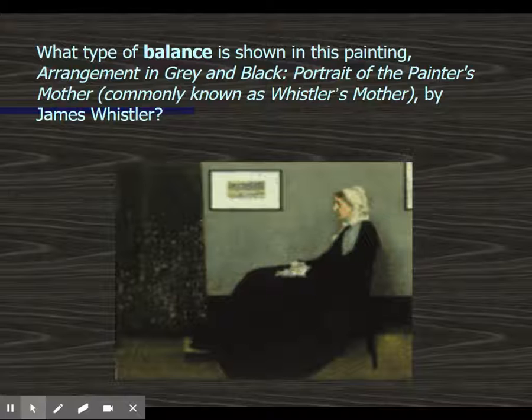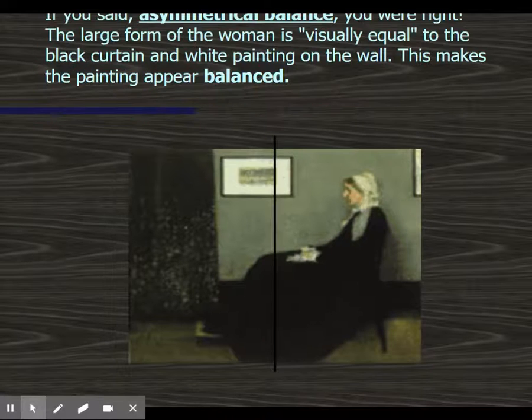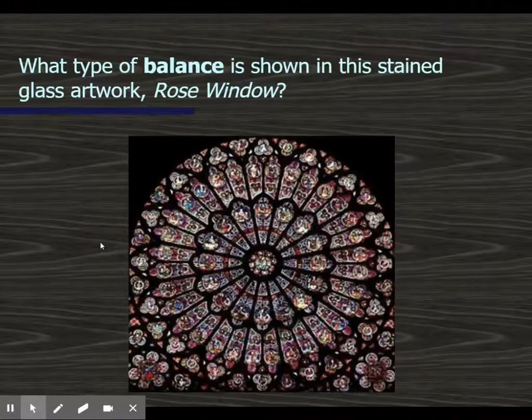Now here we have Whistler's Mother. This type of balance is asymmetrical. Again, if we fold it in half, we don't have another lady counterbalancing the weight over here, as we did in the poppies. What we actually have is this black curtain counterbalancing her over here. And she's also so offset that it balances that out. But again, we have a totally different large black object on the left to counterbalance her in black on the right. This is asymmetrical balance.